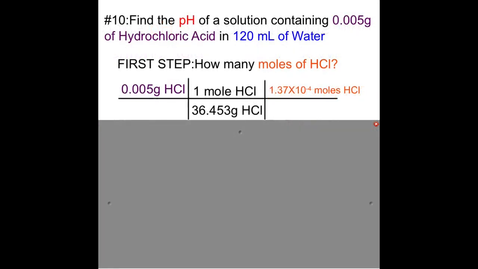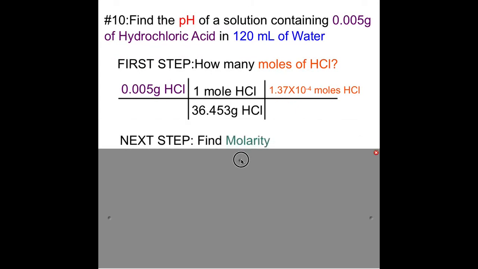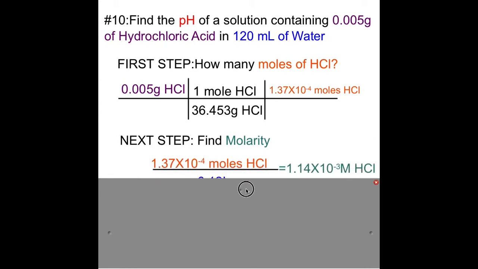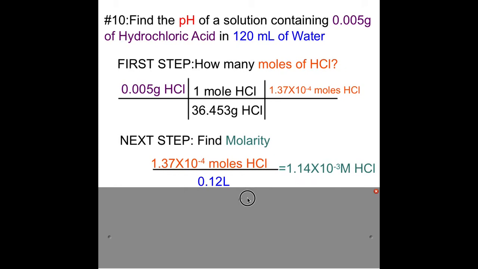So now that you know the moles of hydrochloric acid, it's time to determine what the molarity is. Do you remember how to do that? If you don't, you know the moles of hydrochloric acid over liters of water. So you're going to go ahead and go 1.37 times 10 to the negative 4th moles of hydrochloric acid over 0.12 liters of water. Notice how I converted 120 milliliters of water to 0.12 liters. You're going to get an answer of 1.14 times 10 to the negative 3rd molar hydrochloric acid.